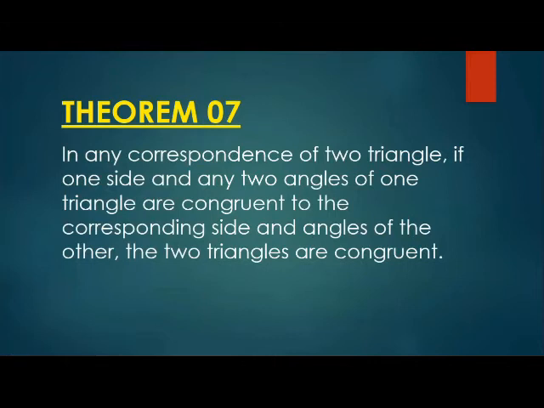Now moving towards theorem number 7. In any correspondence of two triangles, if one side and any two angles of one triangle are congruent to the corresponding side and angles of the other, the two triangles are congruent. What does it mean?